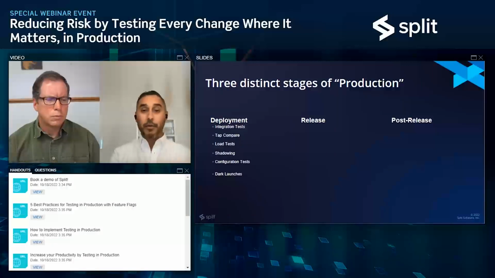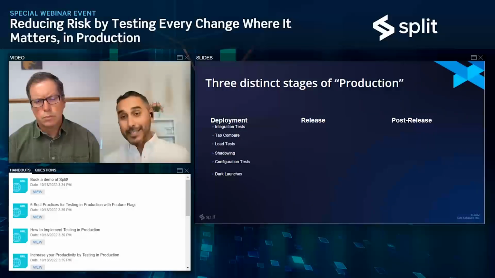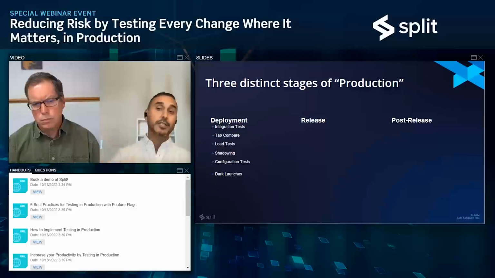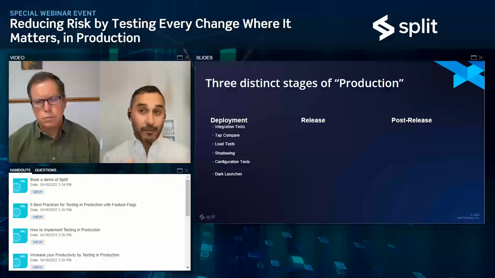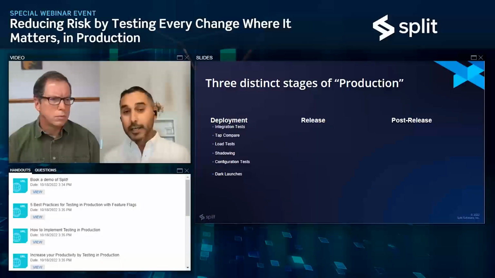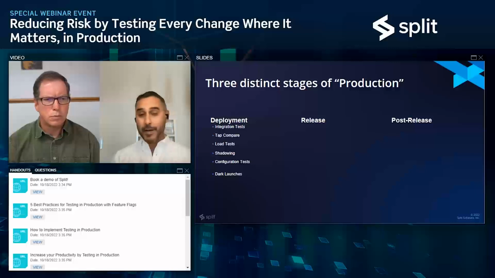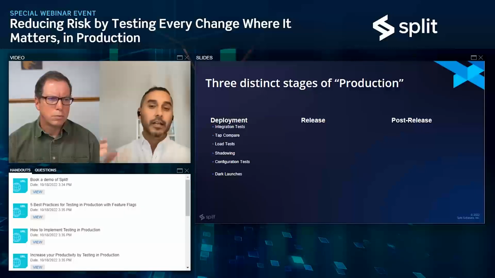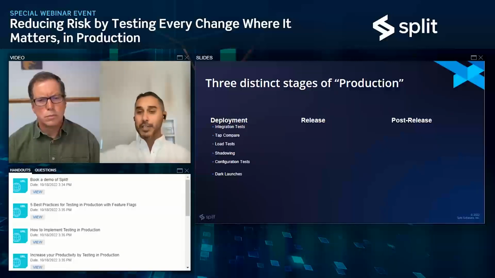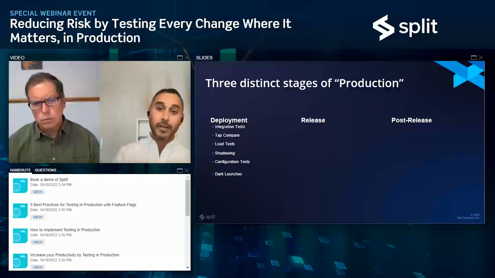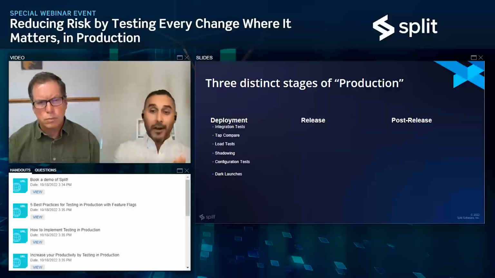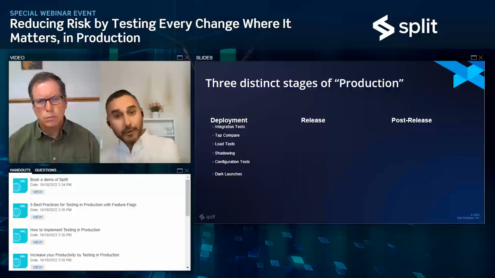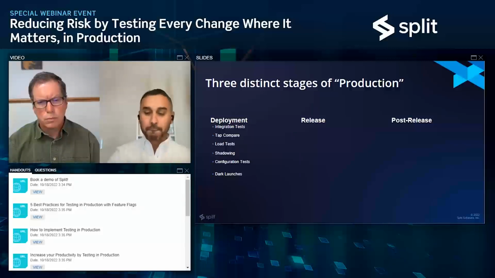When it comes to deployment, there are many different ways to test in production. There are things like integration tests. And again, you can do integration tests in staging, but as I said before, production is the first time that you actually have everything integrated. So you can run integration tests. You can run tap compare tests, and I'll dive into those a bit later on. You can run load tests there. You can do shadowing, where you drive some of your traffic into a copy of production or down into a lower environment. Configuration tests, which are extremely important, especially when you start thinking that lower environment configurations are different from upper environment configurations, and dark launches.